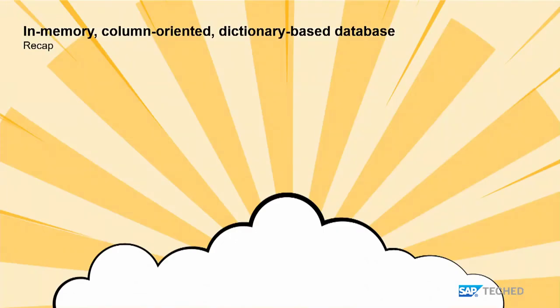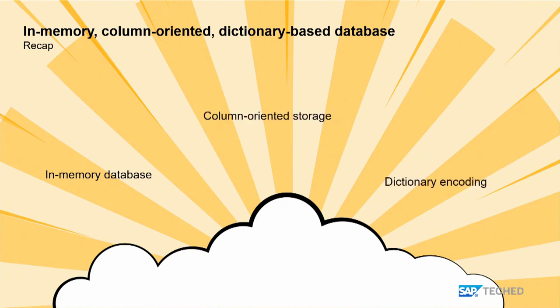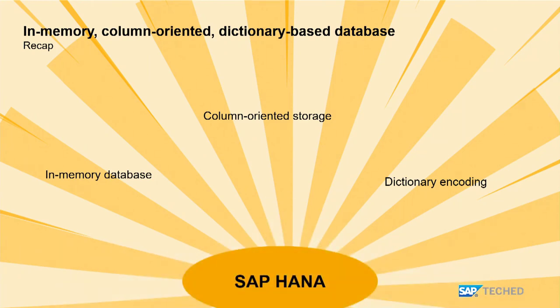Okay. A short recap of what we've learned about databases. We learned what an in-memory database is, what column-oriented storage is, and what dictionary encoding is. And maybe many of you know that. Those are the features of HANA. So my research really is dedicated to a HANA-like database management system.